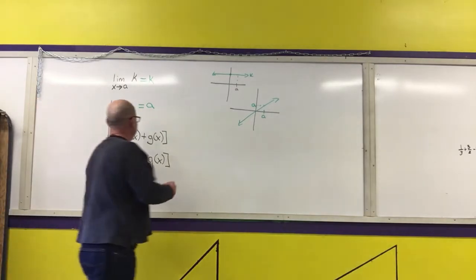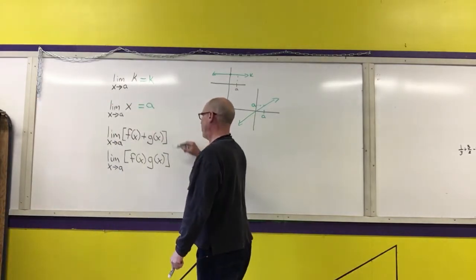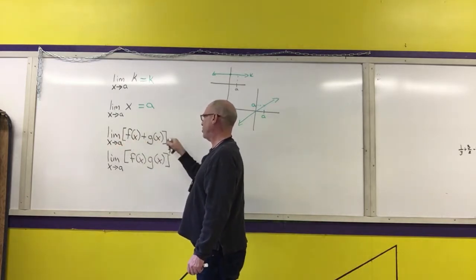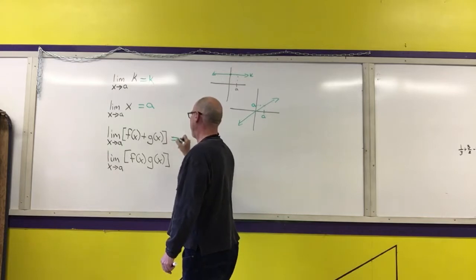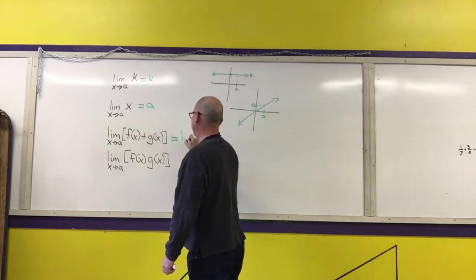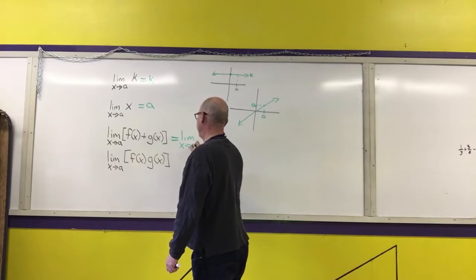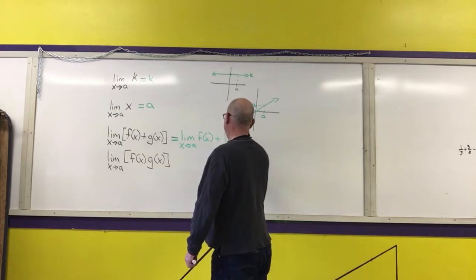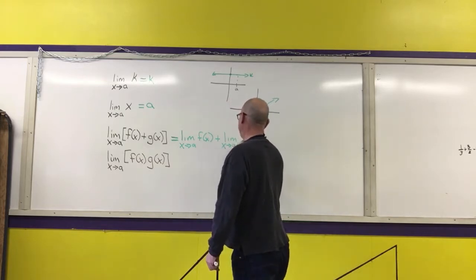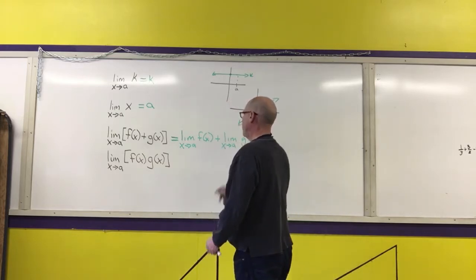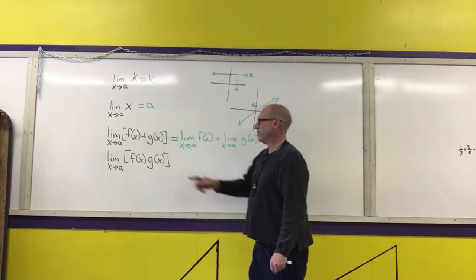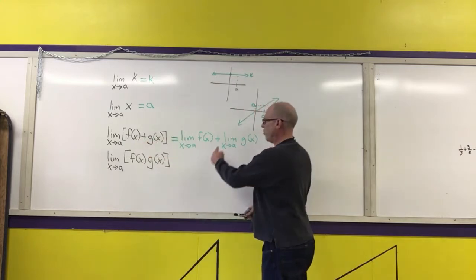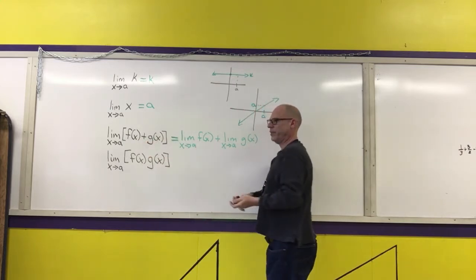The next property that we're going to use to derive all of our other properties says the limit as x approaches a of the sum of f of x and g of x actually equals the limit as x approaches a of f of x plus the limit as x approaches a of g of x. One way that you can interpret this is that the limit of a sum, which is the left-hand side of the equation, is equal to the sum of the two individual limits.